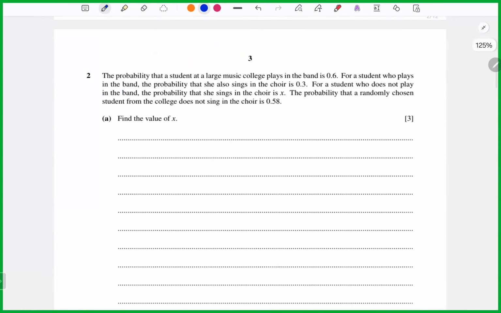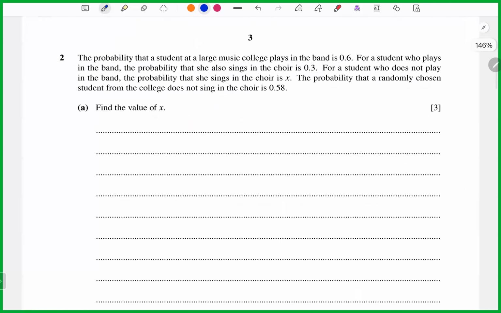Okay, let's look at the next question. Now you see question 2. The probability that a student at a large music college plays in the band is 0.6. For a student who plays in the band, the probability that she also sings in the chorus is 0.3. For a student who does not play in the band, the probability that she sings in the chorus is x. The probability that a randomly chosen student from the college does not sing in the chorus is 0.8.